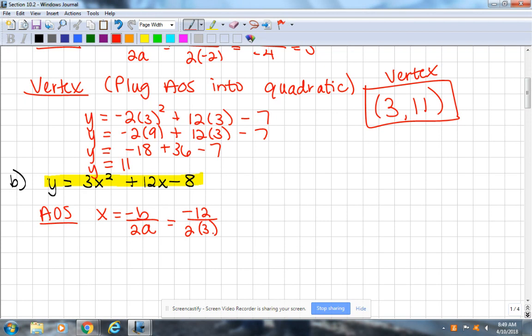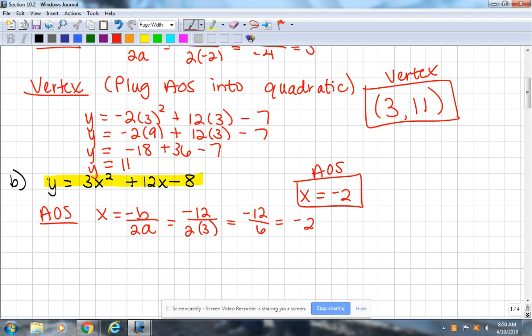Then we simplify that fraction. Negative 12 won't simplify yet. What's 2 times 3? And what's negative 12 divided by 6? Negative 2. So x equals negative 2 is our axis of symmetry. It's always x equals a number, not just a number. So any questions on how we got the axis of symmetry? So that's the vertical line that goes through the center of our parabola.